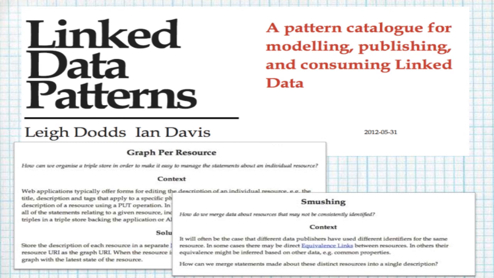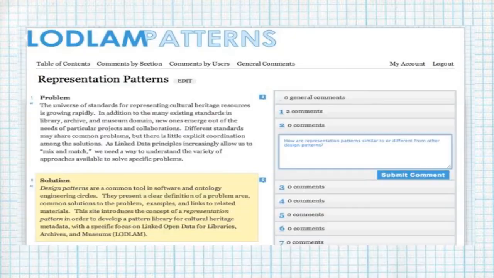Leigh Dodds and Ian Davis have already provided us a leg up on this problem for linked data by publishing a pattern library. For example, what's the relationship between a graph and a resource? Should a URI represent both the resource and its representation? These are good general patterns for linked data, but my question is, what are the specific patterns related to cultural heritage objects? At the 2013 LODLAM Summit, I'd like to begin a conversation about linked data patterns for cultural heritage.